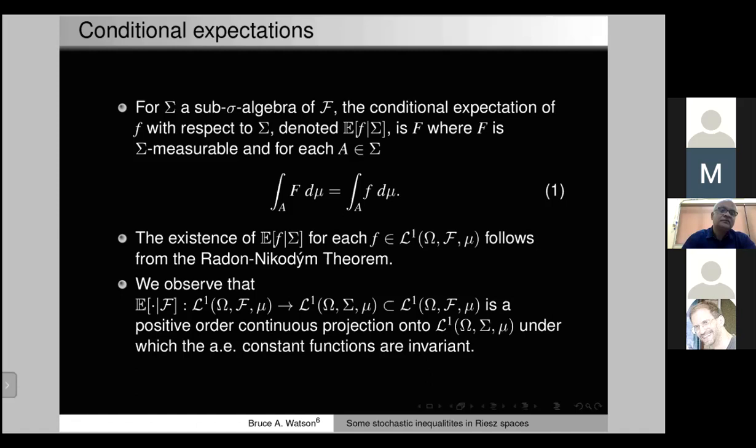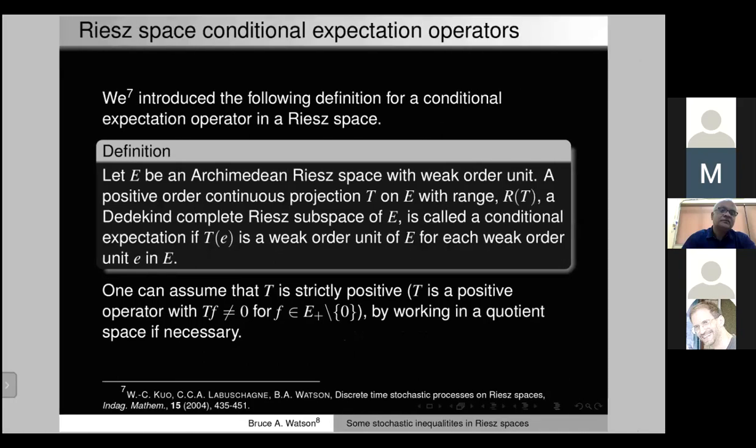It is a surjection. It is positive order, and it's a positive order continuous projection, and it retains the constant functions as invariant. That motivated, many years ago now, our definition of a conditional expectation operator on a Riesz space.